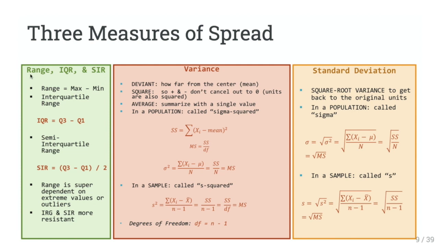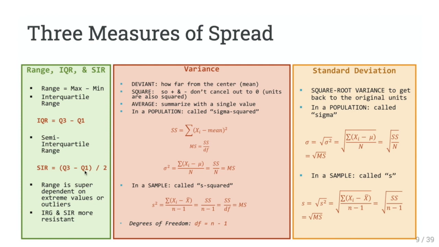So you just find the highest value and you subtract the lowest value, and that's your range. You also have what's called the interquartile range. That's where you find your 75th percentile, or your Q3 point, and you find your 25th percentile, or Q1 point, and you take the difference between those, and that's your IQR, or interquartile range. You also have this other version, the SIR.